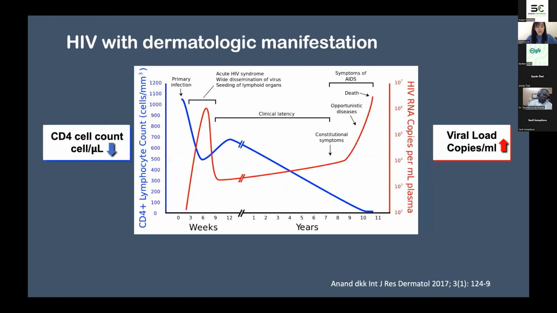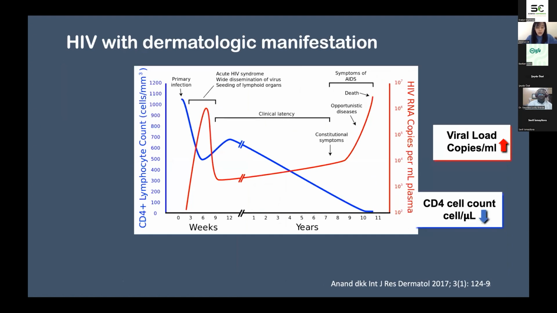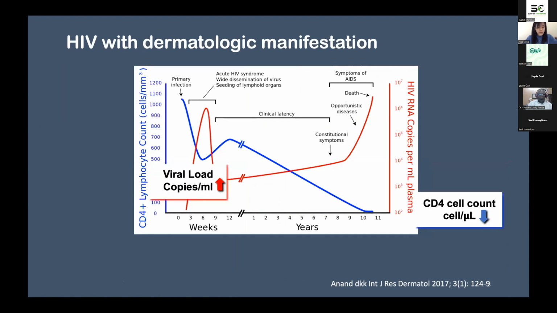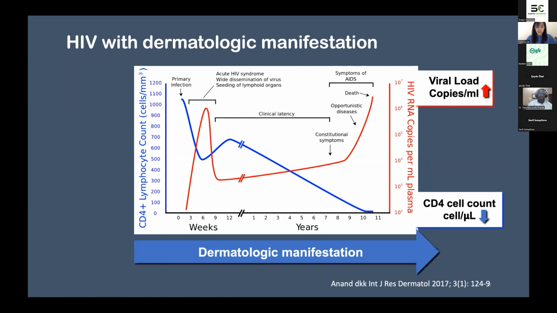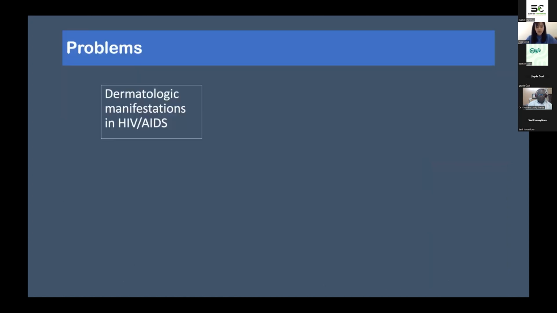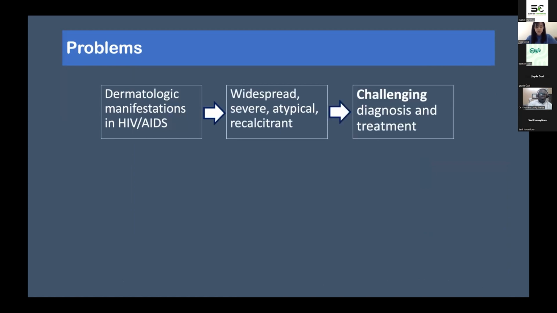The progression of HIV is marked by a decrease in CD4 cell count and an increase in viral load. According to the literature, dermatologic manifestations may occur at any time of the infection, with a prevalence rate of more than 90%. Dermatologic manifestations in HIV are usually more severe, atypical, widespread, and recalcitrant, sometimes making diagnosis and treatment challenging.